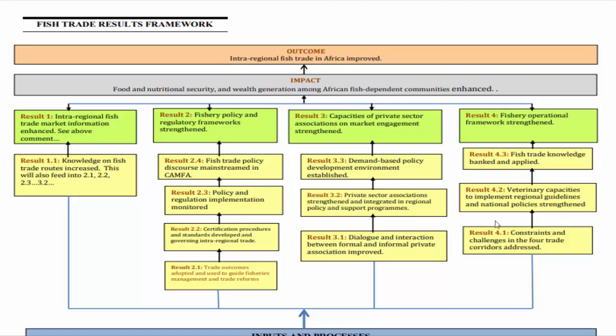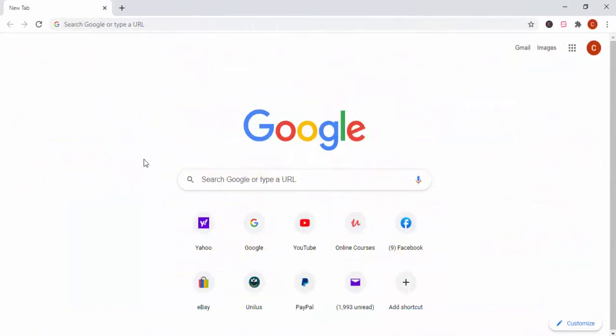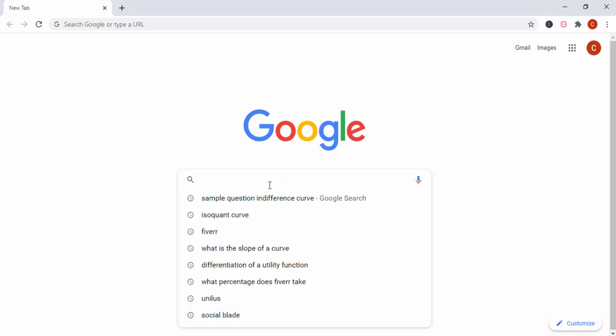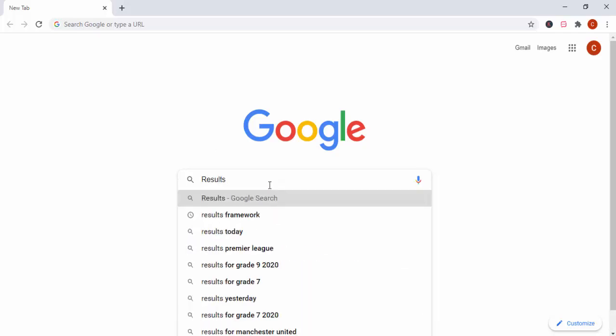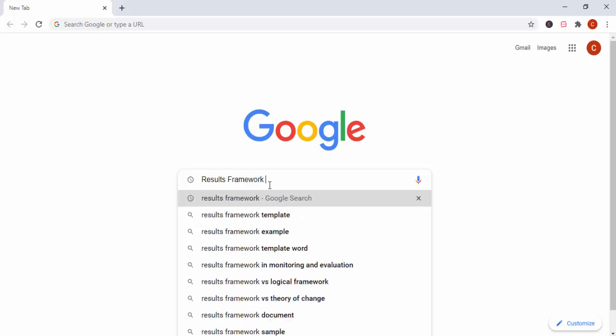Okay, just one second. Guys, welcome back. I'm on Google right now, and let's get straight into business. So normally what I do, I'll just type results framework. It's very easy really.